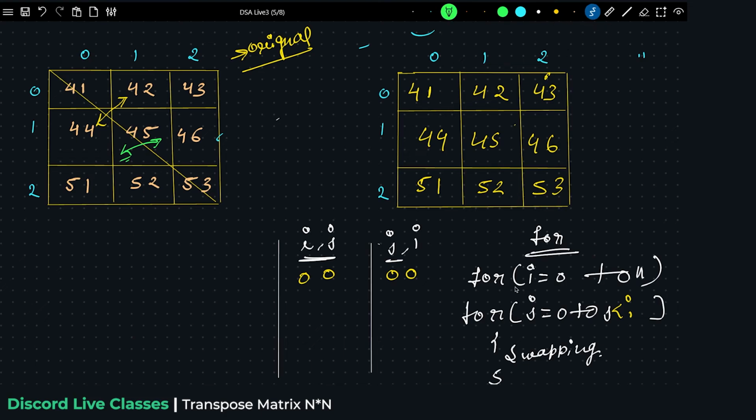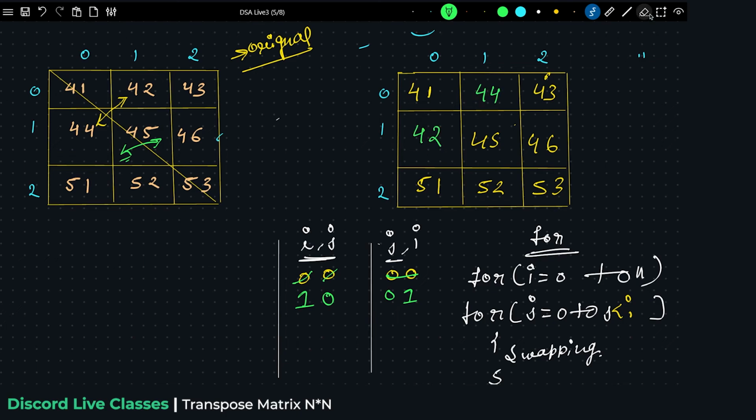Okay, so let's say I is equal to 0, and 0 0 will remain the same. Then again I will change to 1 and j will again become 0, and this becomes 1. So 1 comma 0 and 0 comma 1. So what would happen? You are saying 1 comma 0 swaps with 0 comma 1. So 42 will come here and 44 will go there. Right, so 44 is here and 42 is here.